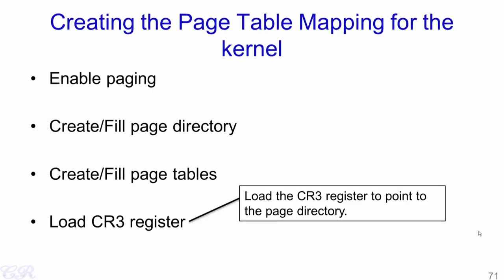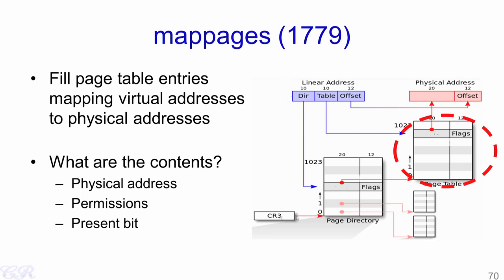So, once we have created the page directories and the page tables, the final step is to load the CR3 register. The CR3 register is another register in the x86 processor, which contains the pointer to the page directory. In other words, we have this CR3 register, which is present in the processor or the MMU, and it points to the memory location of the page directory.